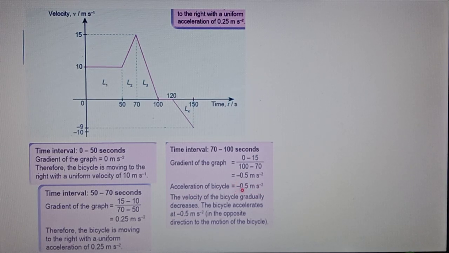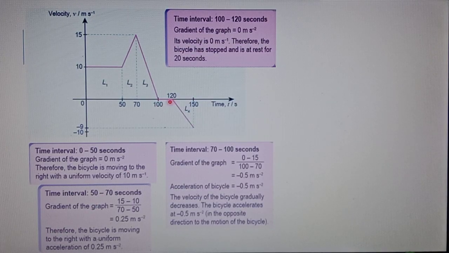The negative sign shows that the velocity of the bicycle gradually decreases. You can see from here 15, then becomes 0 here, so it decreases. The bicycle accelerates at 0.5 meters second negative 2. The negative value shows it is in the opposite direction to the motion of the bicycle. So when traveling from 15 meters second negative 1 to 0, it also accelerates, but in the opposite direction. In other words, we can say deceleration.